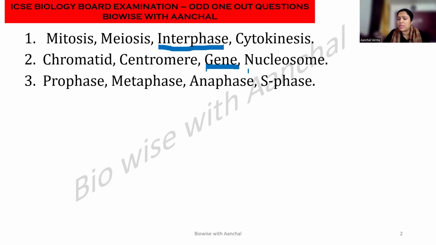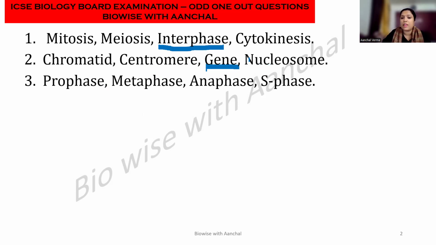Gene is also present in the chromosomes on the DNA, so we are going deeper into the DNA. Nucleosome is the basic unit of chromosome, but gene is a basic unit of DNA which codes for a certain protein. Right. So here mention gene, and the rest are the components of chromosomes.